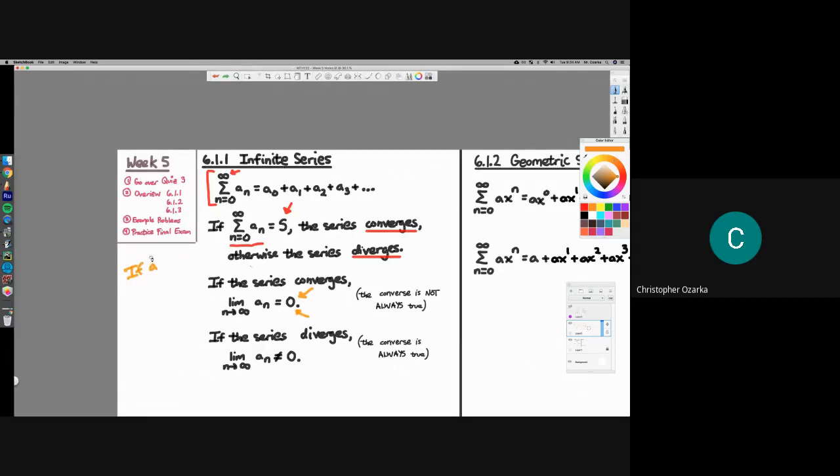Oops, I should have written a limit in there. If the limit as n approaches infinity for the infinitieth term is equal to 0, then the series converges. You can't say that, okay, because it's not true. It's called the converse when you write it backwards. The hypothesis is the if part, and the conclusion is the then part. This is not true.